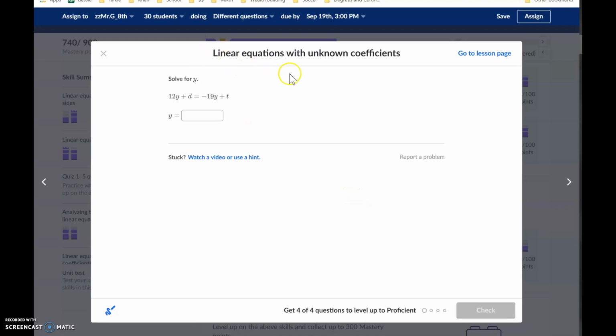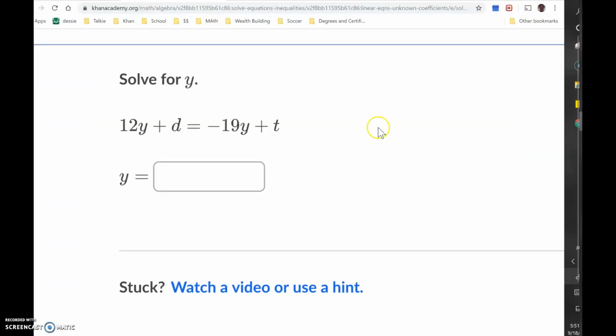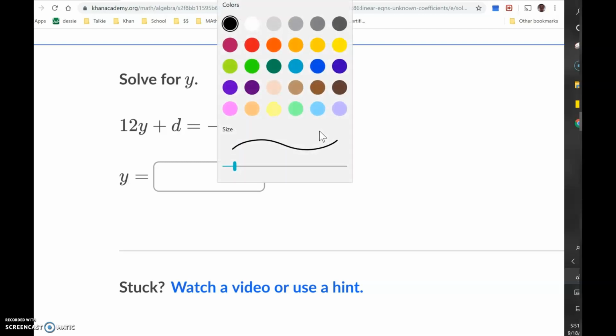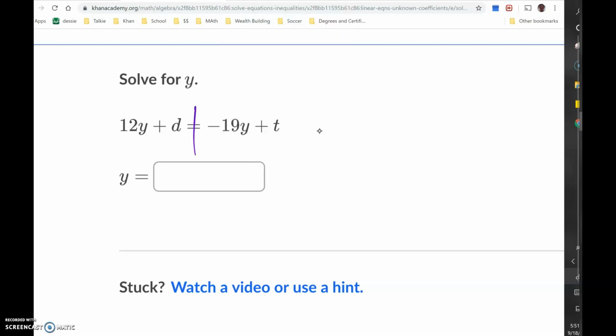So when it comes to linear equations with unknown coefficients, one is never enough. So here we go with example 2. Alright, so first step, we're solving for y. We got 2 of them.